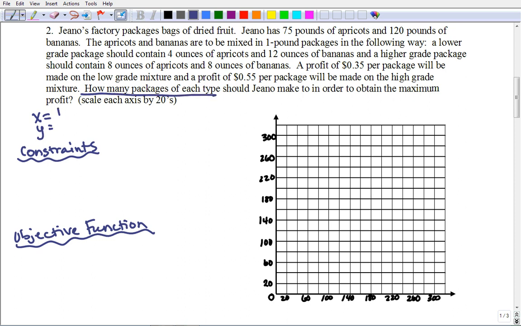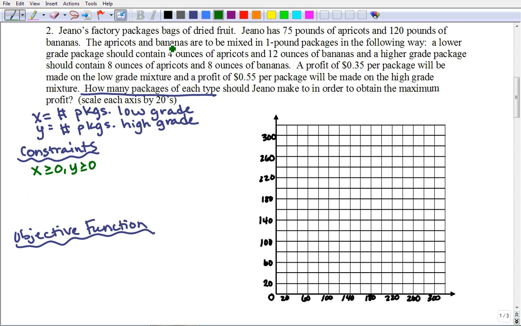So we could say that X will be the number of, we've got 2 packages, the low and the high grade. So X will be the number of packages for the lower grade, so the low grade. And then we'll say Y is the number of packages for the higher grade. Okay, now we need to list out our constraints. So, of course, X greater than or equal to 0 and Y greater than or equal to 0 right away, because we cannot have negative, but the least we could package is 0 of each kind.